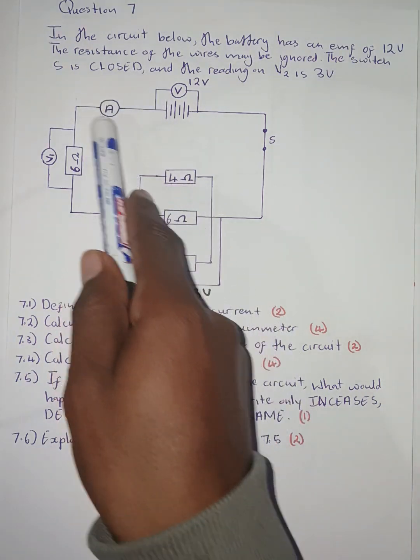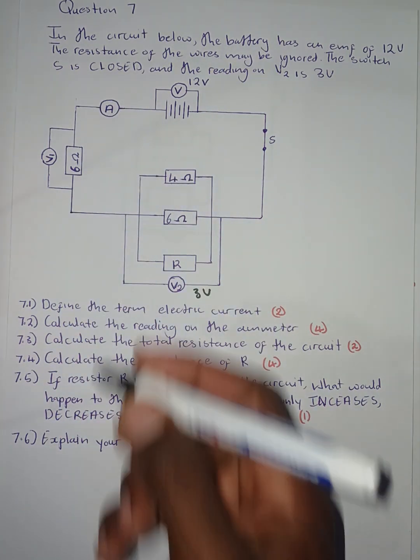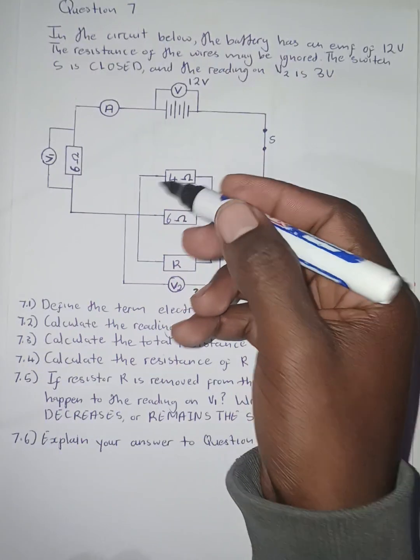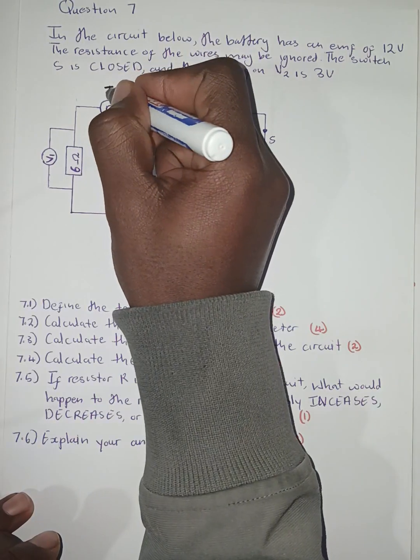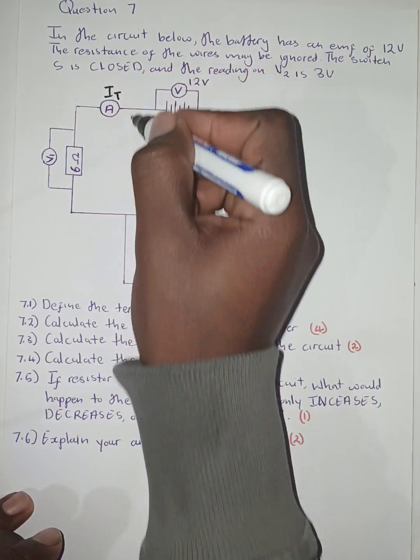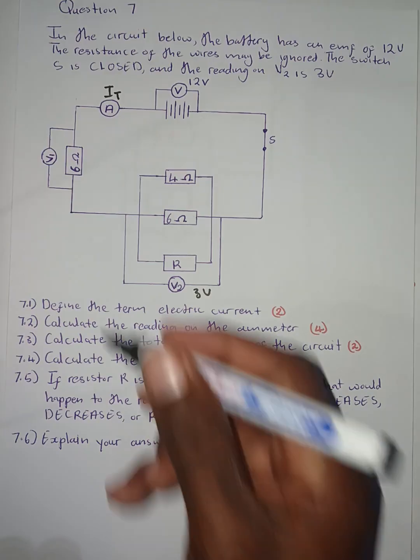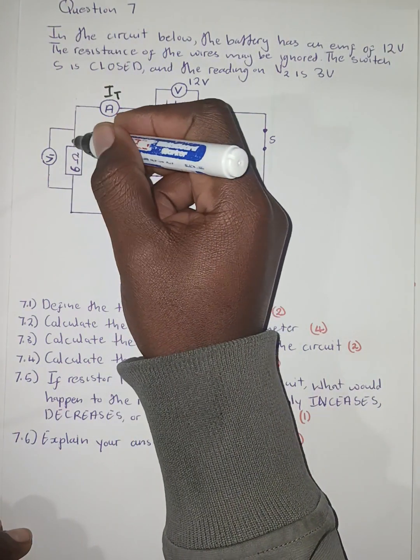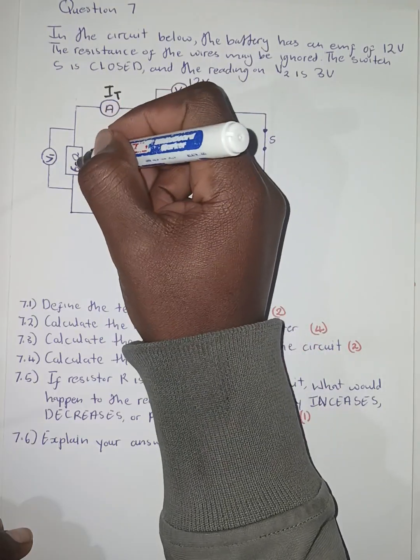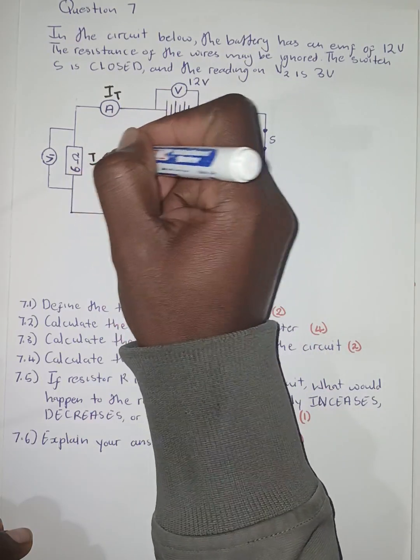So there's our ammeter there. Now remember, an ammeter reads a current. So the current that would be passing through that point would actually be I total. So what they're asking us there is to calculate I total. But remember, which current would be passing through that 6 ohm resistor? It would actually be I total.